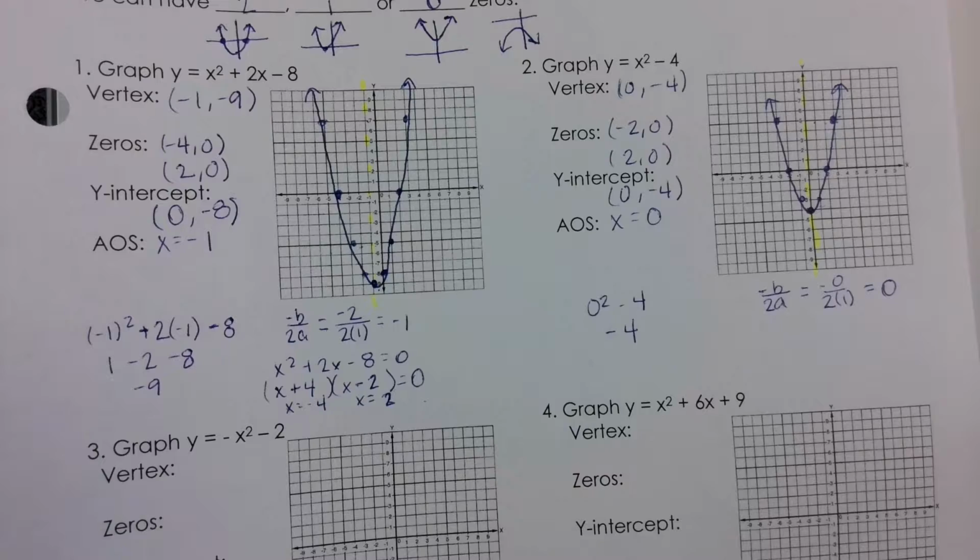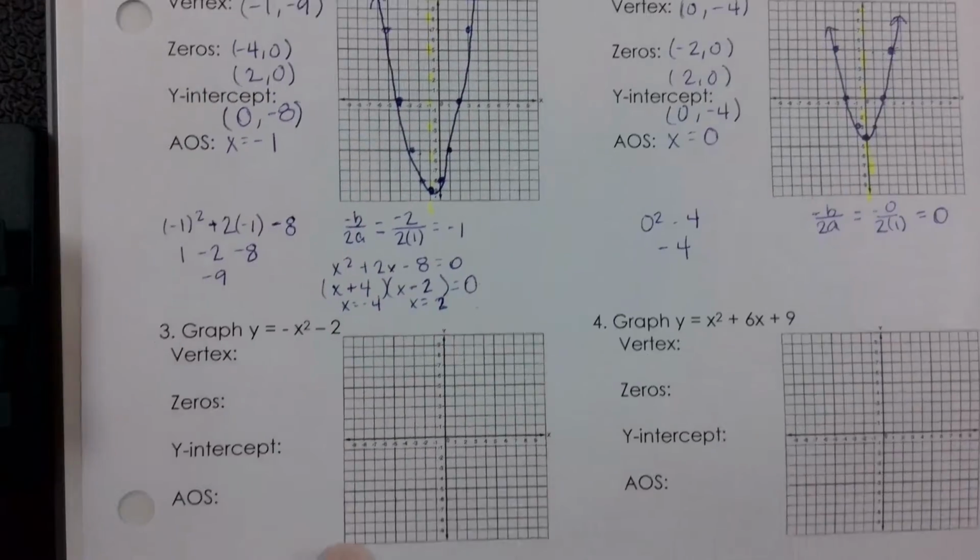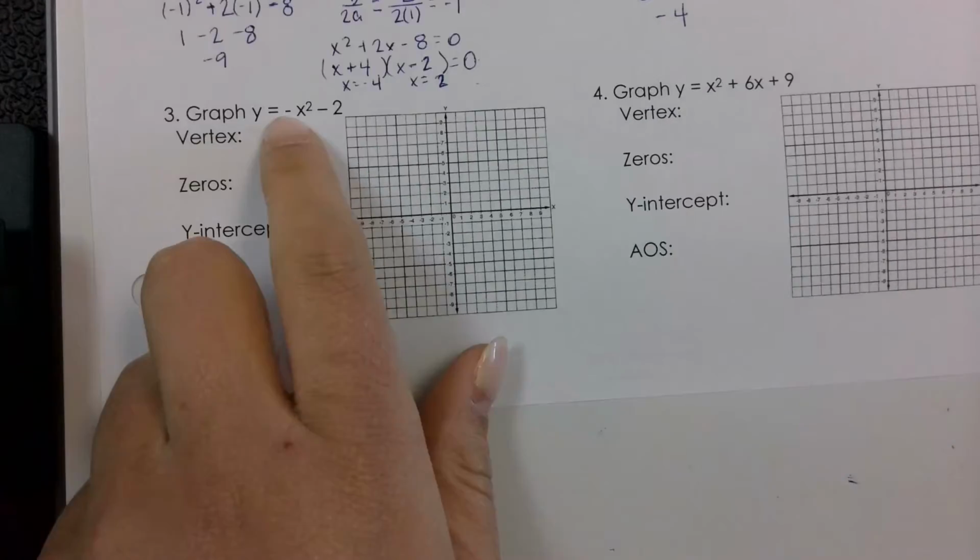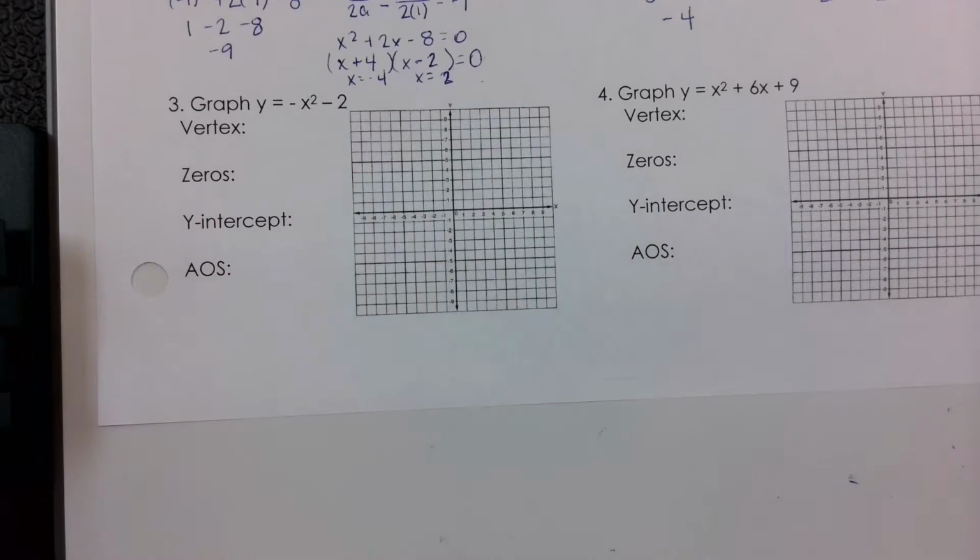Alrighty, on to number 3. So this time you've got negative x squared minus 2. So just looking at that equation, is it going to be very similar to what we've just done? Kinda. What's going to be different? It's going to open down.